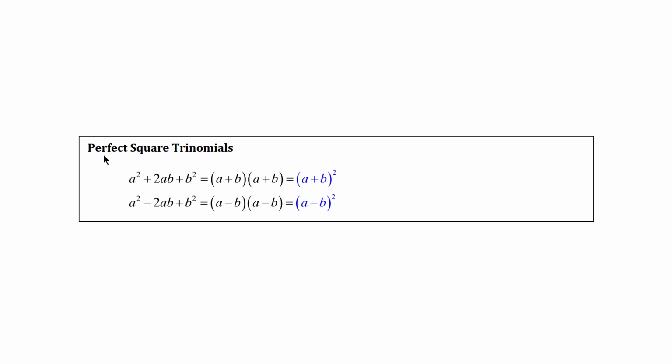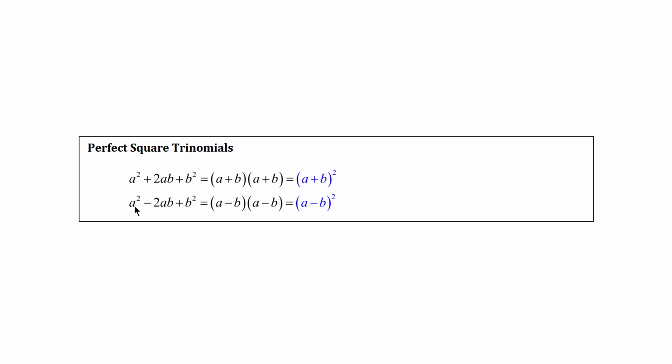First, we're going to go over perfect square trinomials. Here we have a perfect square trinomial in the form a squared plus 2ab plus b squared. This is equal to parentheses a plus b times parentheses a plus b. This is also equal to parentheses a plus b squared. To factor a perfect square trinomial in this form, we just find the values of a and b and then substitute them into this part of the formula here, where we have parentheses a plus b squared.